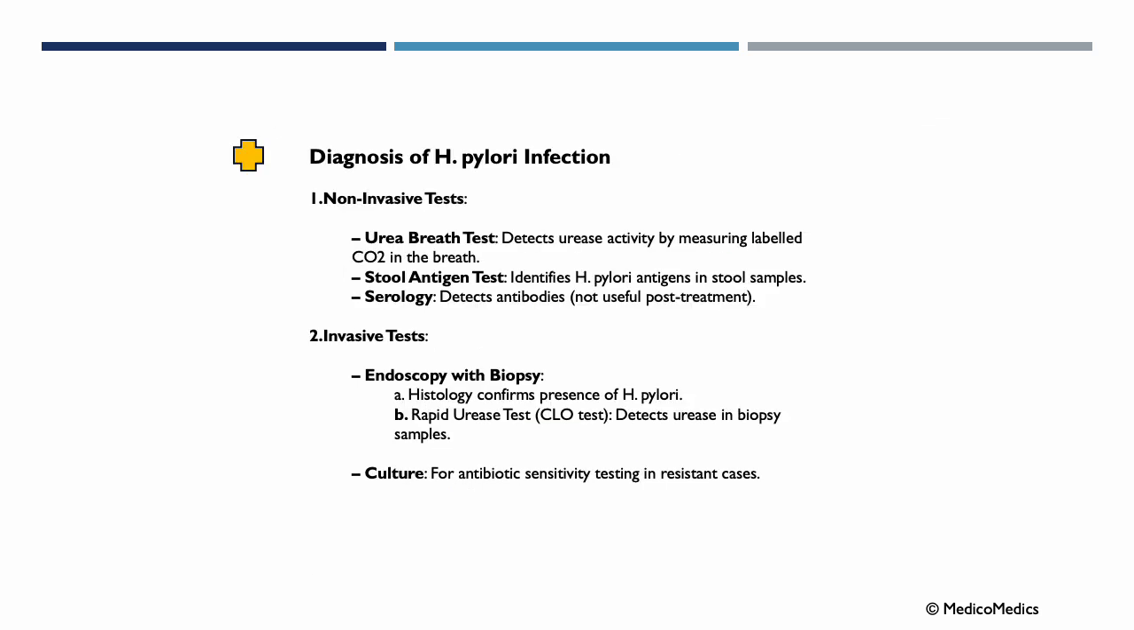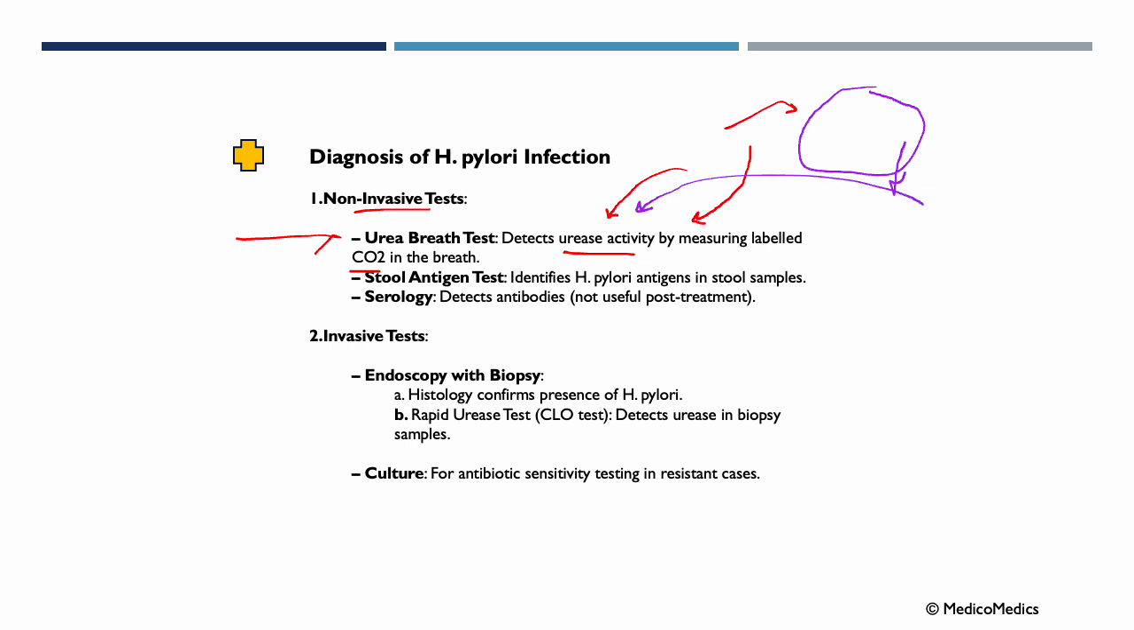But then how do we go about diagnosing it? So we have the non-invasive test, like the urea breath test. It detects urease activity by measuring labeled carbon dioxide in the breath. And you should be able now to connect this specific test to the pathophysiology of H. pylori. Remember the activity of an enzyme that converted urea to ammonia. Why? To make the environment in our stomach less acidic, more hospitable for H. pylori to thrive. So that's the reasoning behind this test.